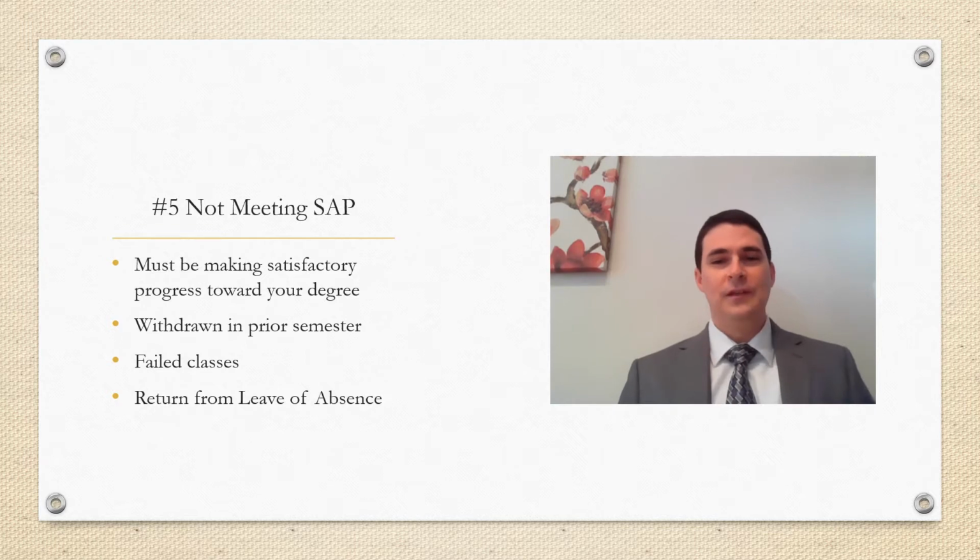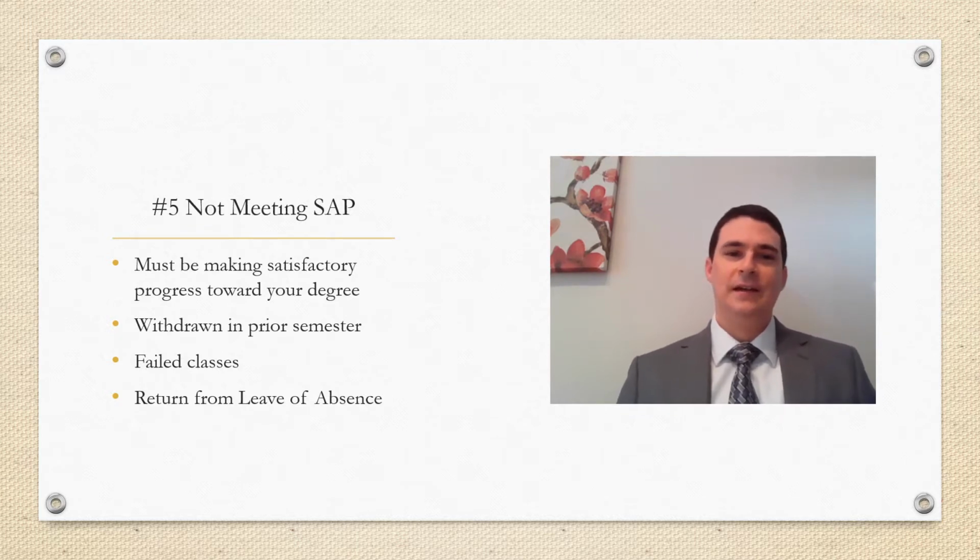So the problem with satisfactory academic progress is a lot of times it's calculated by our computer systems. Our computer system might get tripped up if, for example, you took a leave of absence. Now you're returning from your leave of absence. The computer system might see that you missed a semester, and we may need to go in and manually adjust your file so that you can receive your aid.